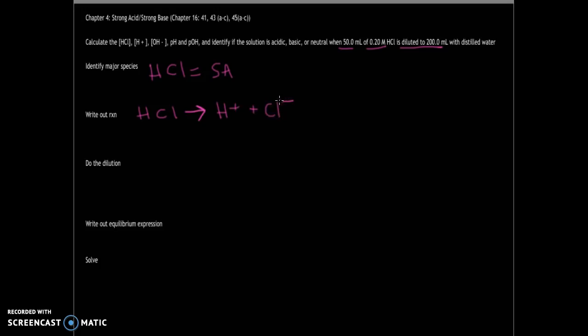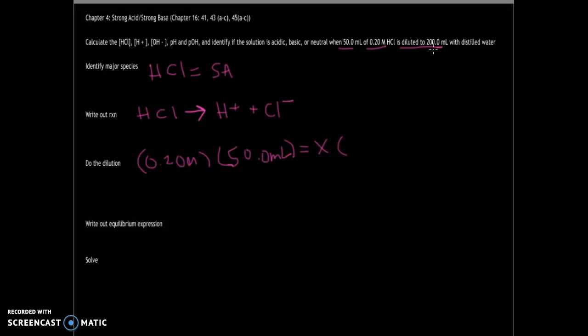Okay, now we have to do some math, because my acid is going to become diluted. It's not going to be 0.2 anymore. So how do you do the dilution? Well, what's the dilution equation? M1V1 equals M2V2, right? So M1 is 0.2 molar. V1 is 50 milliliters. M2, I don't know. That's what we're solving for, what the new molarity is.